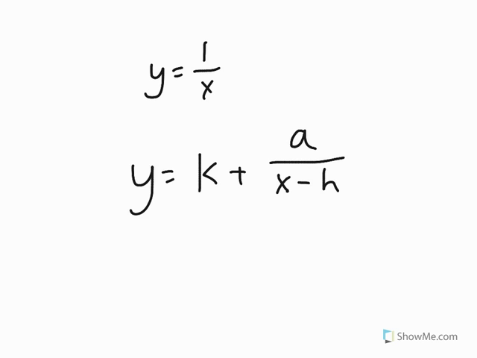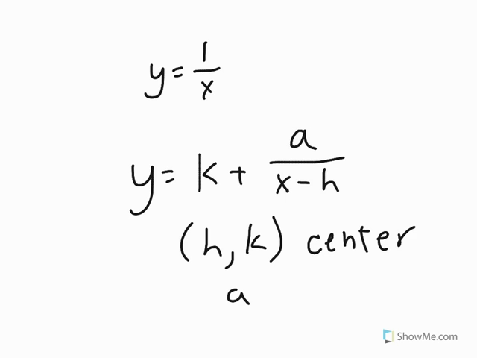The way we're going to look at that is by using the equation y equals k plus a divided by x minus h. And this equation will give us all rational functions. We can write any rational function in this form. The h and k are our center point, and then a is the dilation scale. And so if we're given that information, we can just plug it into this equation. If we're given an equation, we can find that information.